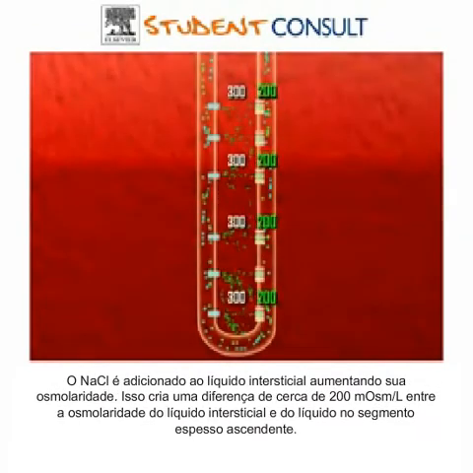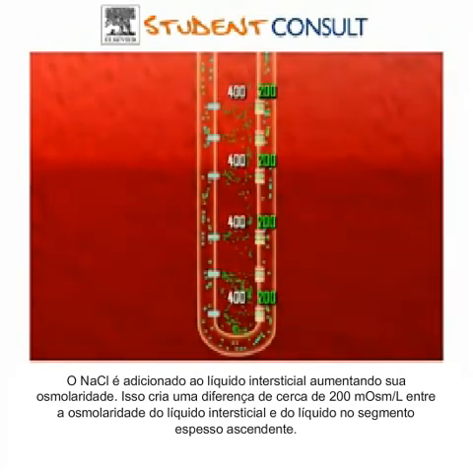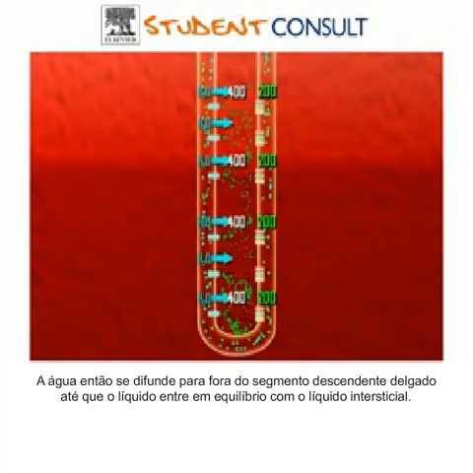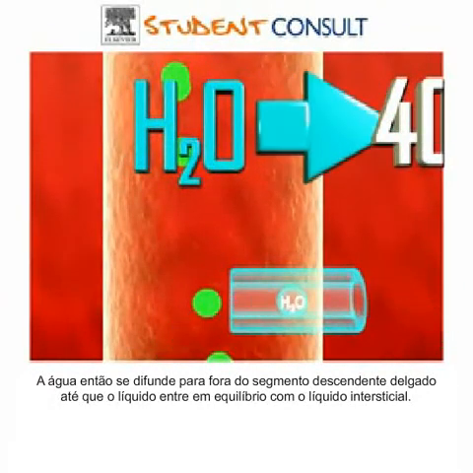Sodium is added to the interstitial fluid, increasing its osmolarity. This creates an osmolarity difference between the interstitial fluid and the thick ascending limb. Water diffuses out of the thin descending limb until the fluid there has equilibrated with the interstitial fluid.